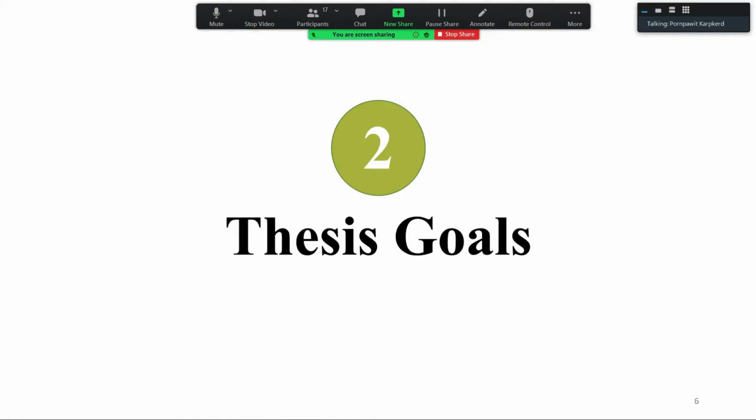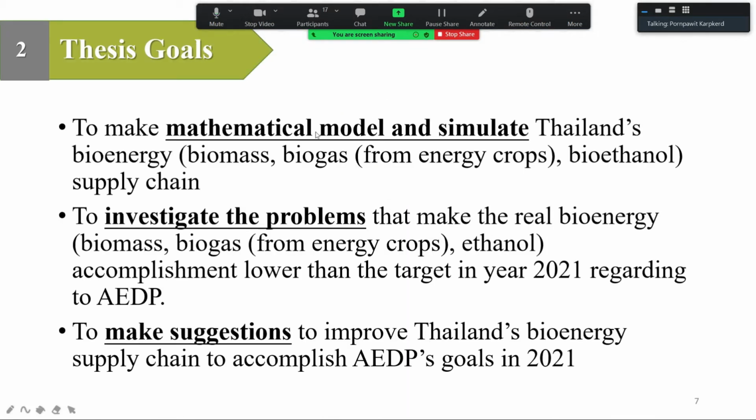So my thesis goals: the first one is to make a mathematical model and simulate Thailand's bioenergy supply chain. But in this thesis, I will focus only on biomass, biogas from energy crops, and bioethanol. The second goal is to investigate the problem that makes the real bioenergy consumption of Thailand less than the target we planned. And the last one is to make suggestions to improve the Thailand bioenergy supply chain and help Thailand accomplish the goals planned according to the AEDP.